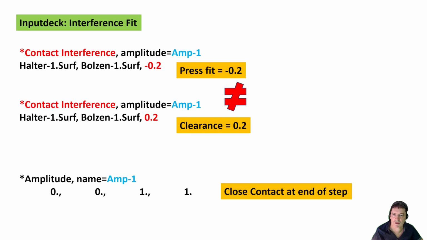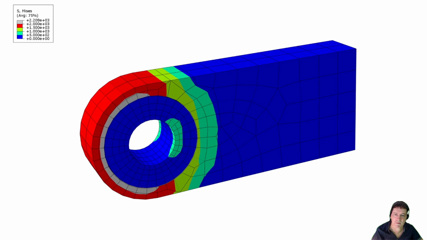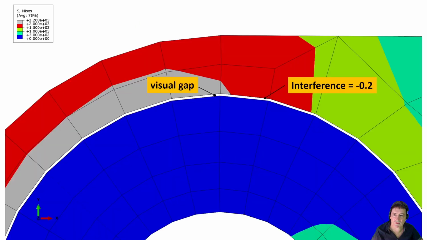The calculation shows over 2000 megapascal at the end of the step. The result at the end shows a visual gap of 0.2 mm as you see here.